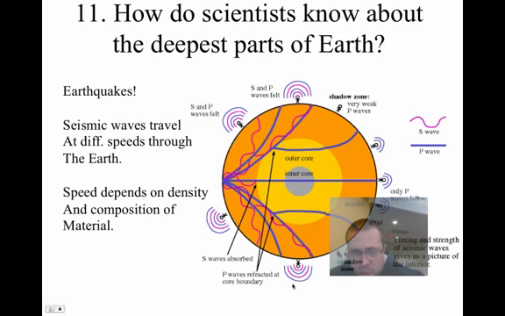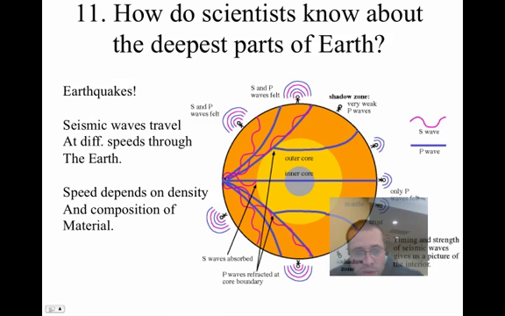So we have all these little lines here on this diagram of the Earth. The purple going through here are S waves, or secondary waves, and the P waves are, I'll call that blue. It might look more purple to you, but they're primary waves. Primary means first. They're going to get there first because they're the fastest, and they can go through anything.